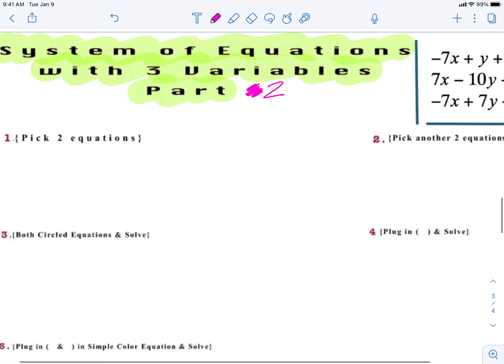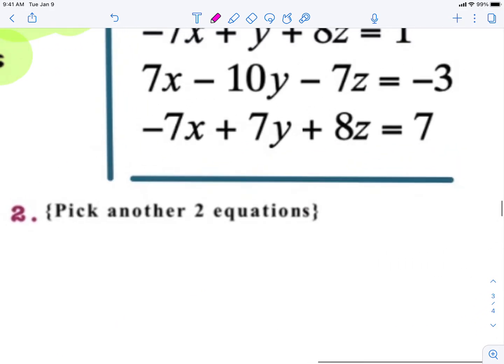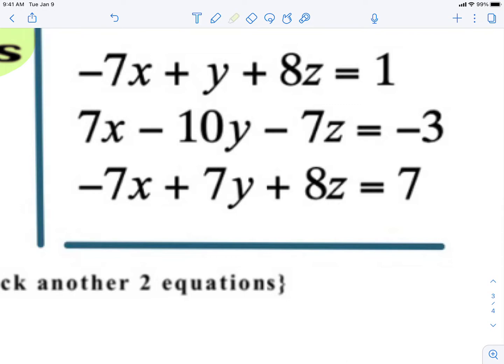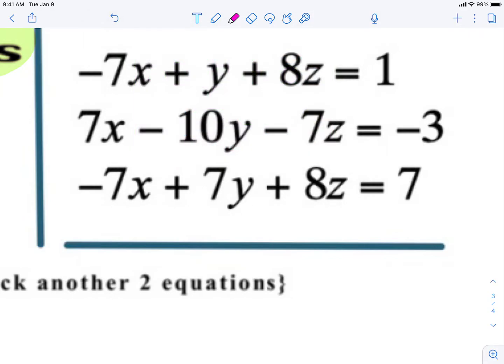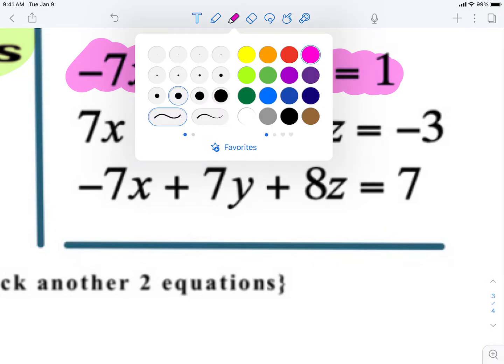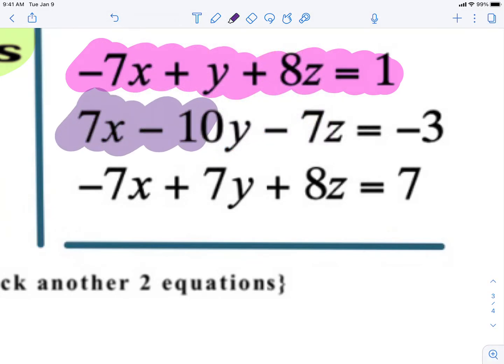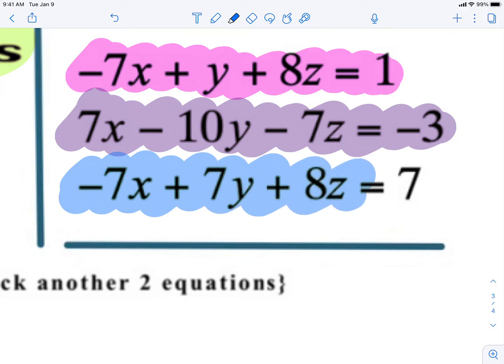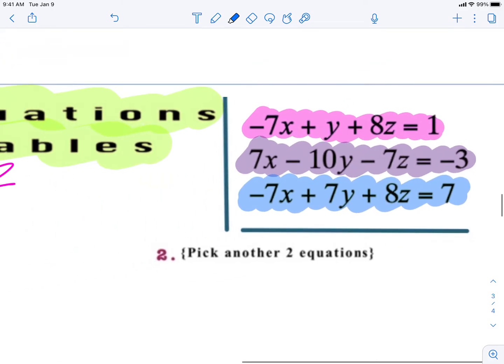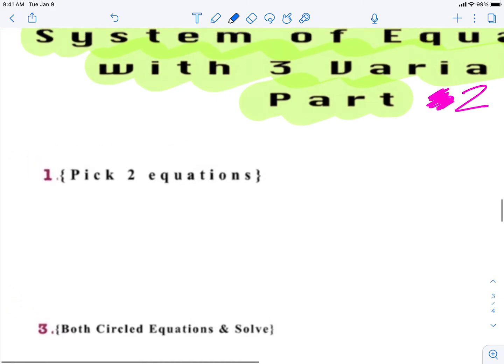But as we did on the first video lesson, we're going to highlight each of these wonderful equations here in different colors. So first I'm going to start with pink. I'm going to highlight my first equation pink, my second equation purple, and my third equation blue. Okay. Now, just like before, I'm going to follow the steps here. Let's see what step 1 says.